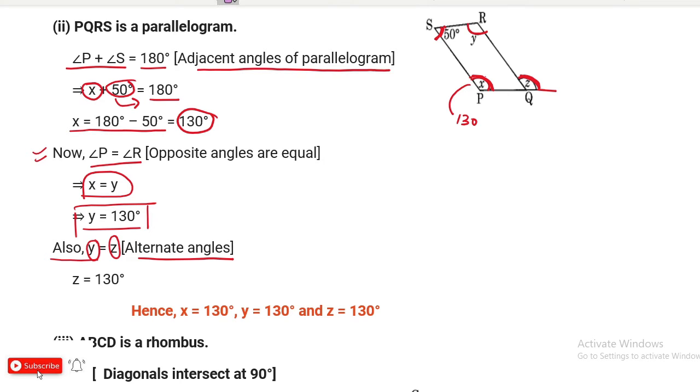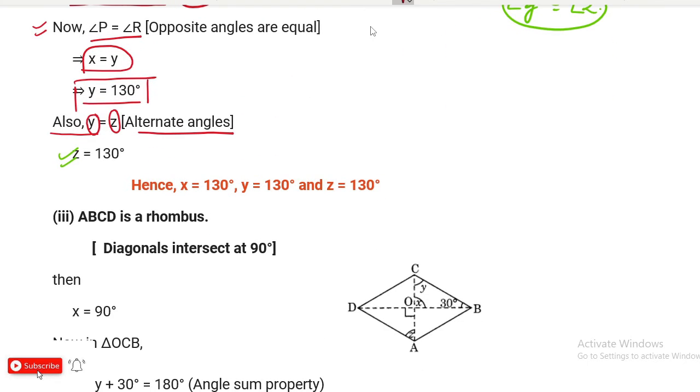Here this Z and this Y are the alternate angles. Okay, this angle Y and the angle Z are alternate angles. That's why angle Y is equal to angle Z. Then the value of Z is also 130. Hence we can write X is 130, Y is also 130, and Z is also 130.